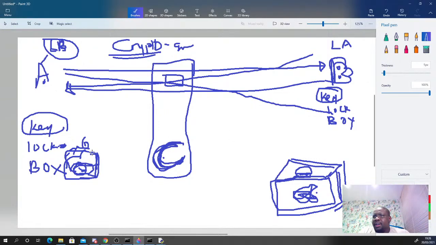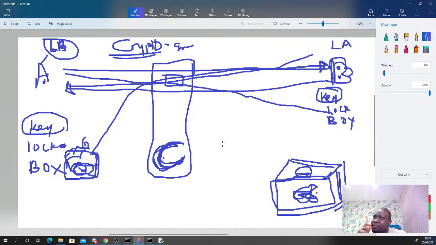Two-way cryptographic. So now, if we send this letter to B, B and A can exchange information.